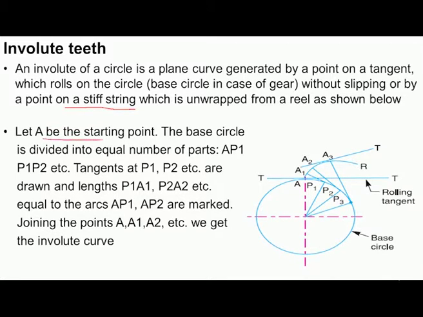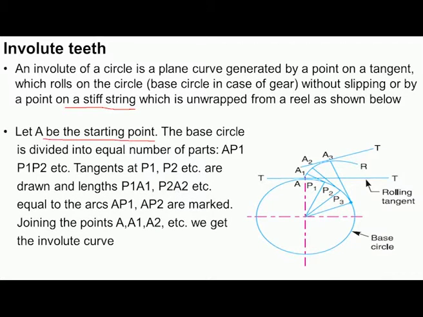So, let A be the starting point. We have the starting point A here. The base circle is divided into an equal number of parts A, P1, P2, P3 like this. Then the tangents at P1, P2 etcetera are drawn. You can see here at point A we have a tangent TT, and at point P1 we have another tangent A1P1. At the point P2 we have another tangent A2P2.